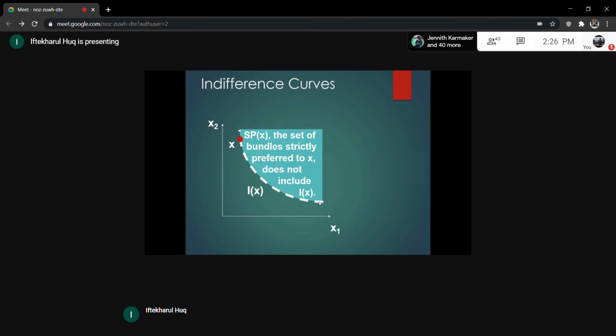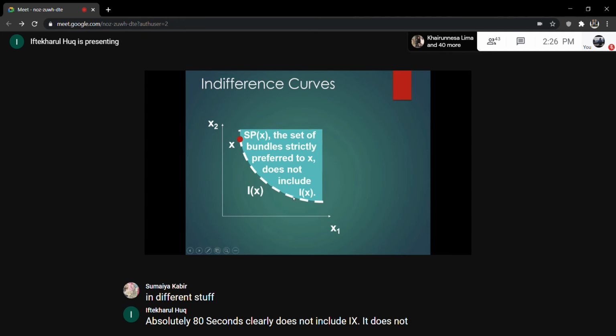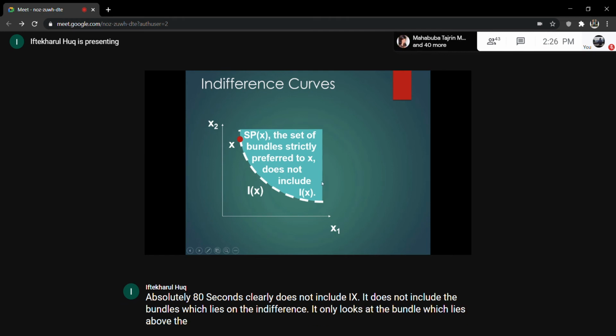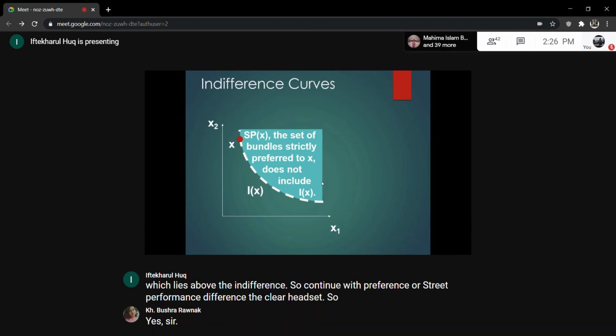And what about strict preference? When I say strict preference, who do I have to leave out now? The indifference curve. Absolutely. See here, it clearly does not include IX. It does not include the bundles which lie on the indifference curve. It only looks at the bundles which lie above the indifference curve. So now, is the difference between weak preference and strict preference clear? Yes, sir.